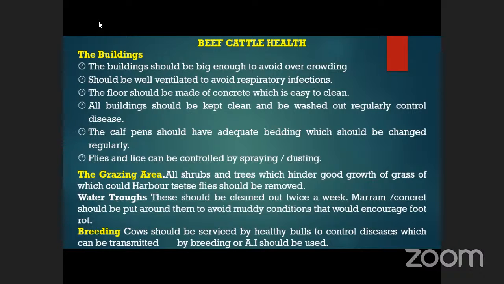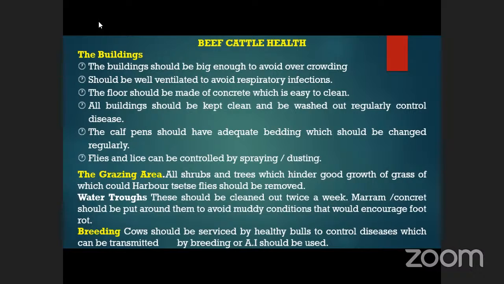Flies and lice can be controlled by spraying. Make sure you spray to control flies and lice, because these are parasites. They suck blood from the animal. Before you know, the animal becomes emaciated. The animal will grow small in size because each food it feeds on, the other parasites feed on it, they enjoy it, and it will die if you don't take control of it.